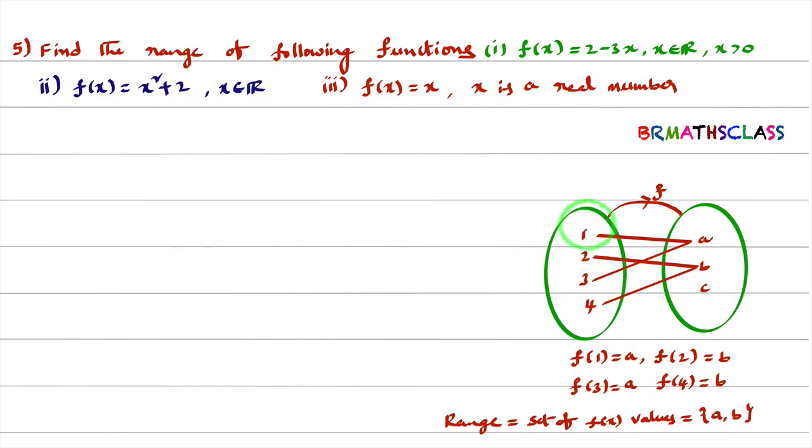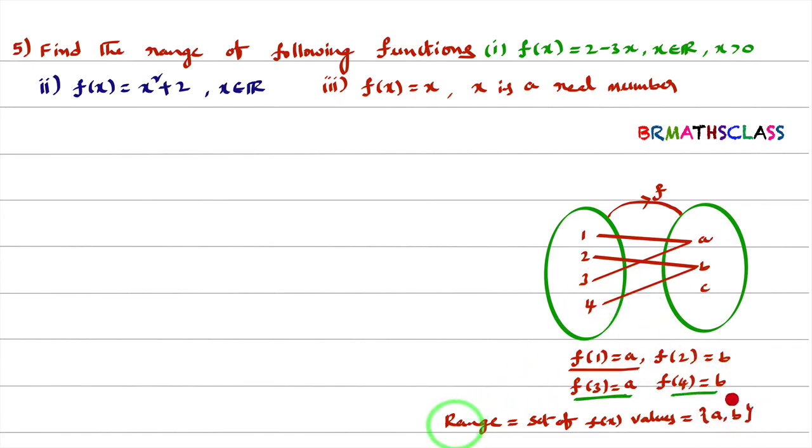Now what is image of 1? Image of 1 is A. That we write like this. F of 1 is A. What it means? It means that image of 1 is A. F of 2 is B. That means image of 2 is B. F of 3 is A. That means image of 3 is A. Similarly, image of 4 is B.